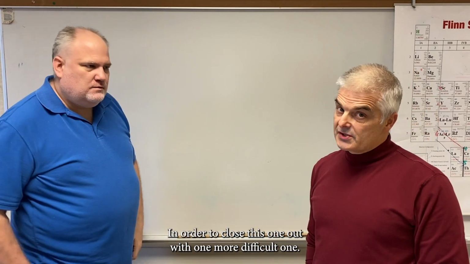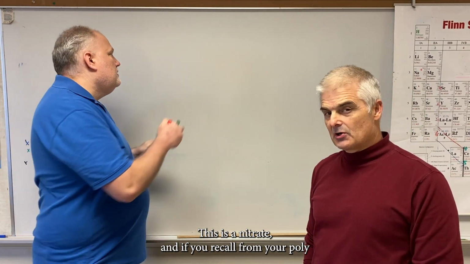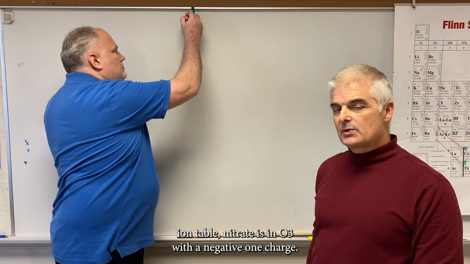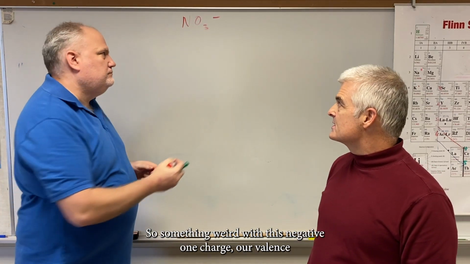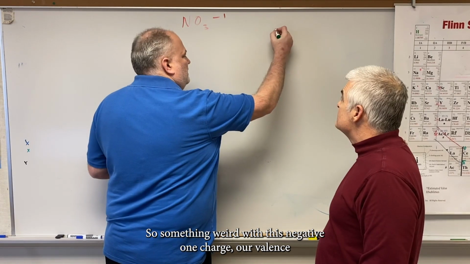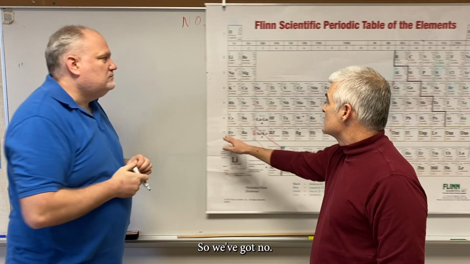All right, we're going to close this one out with one more difficult one. This is nitrate. Now, if you recall from your polyion table, nitrate is NO3 with a -1 charge. So something weird with this -1 charge. Our valence, our happy, and our number of bonds, they're all the same. So we've got N and O.